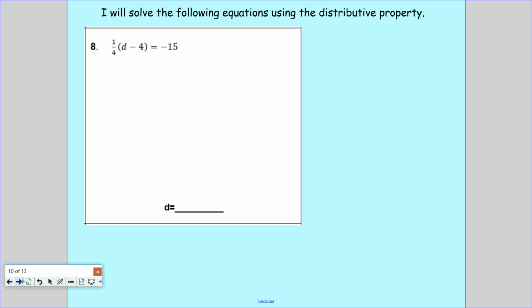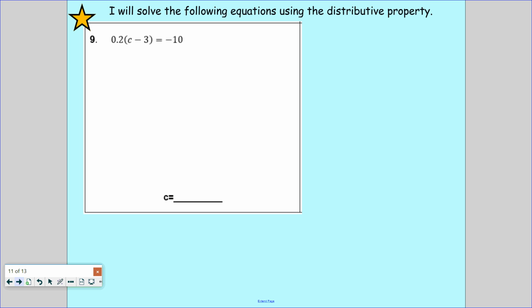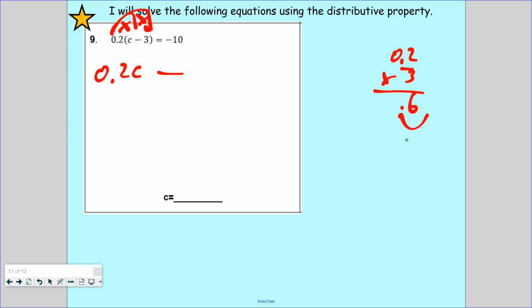8, please do this on your own. And number 9. Let's distribute this. That's 2/10 c minus, let's distribute this. What is 2/10 times 3? That's 6. This is one place, one place. This has one place here. So I move it one place. So it's 2/10 c minus 6/10 equals -10.